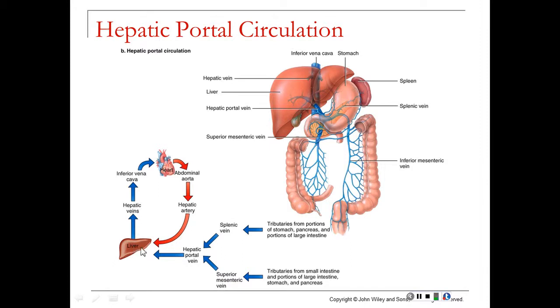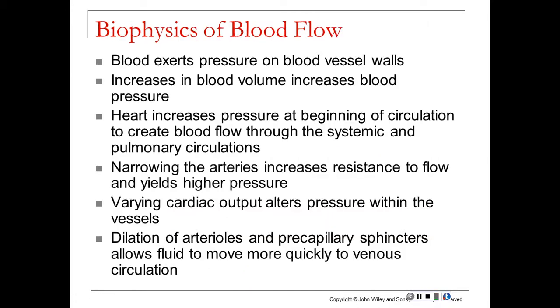The liver then filters everything, checks everything out, as well as its own circulation from the heart, from the hepatic artery, checks everything out, feeds it into the hepatic veins, into the inferior vena cava, then back to the heart, and then through the systemic circulation.